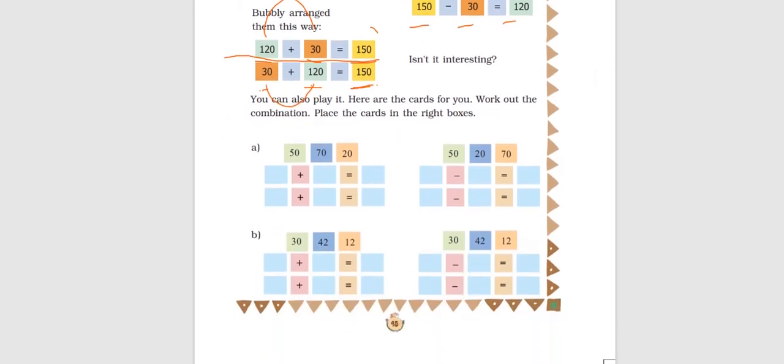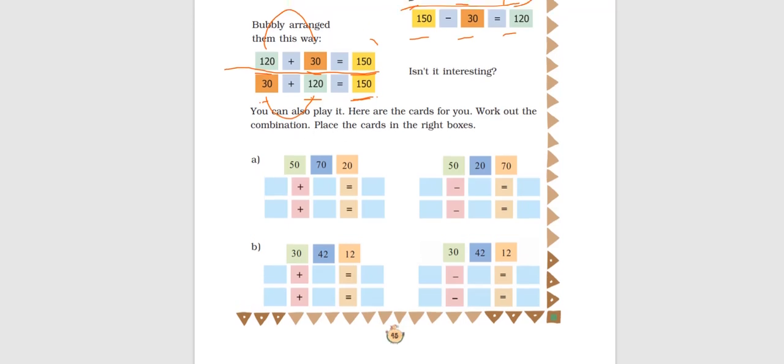Okay, let's do this. 50, 70, and 20. So if we add 5 tens and 2 tens, you get 7 tens. So you can write it as 50 plus 20 is 70. Or you could also write it as 20 plus 50 is 70. Right? So you add 5 tens and 2 tens, you get 70. Or you add 2 tens and 5 tens, you still get 70.